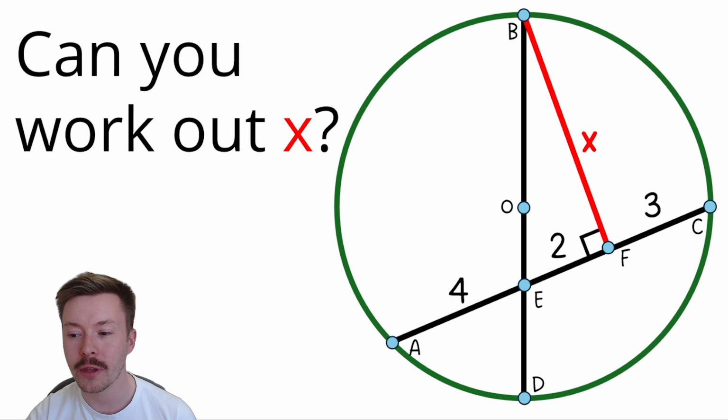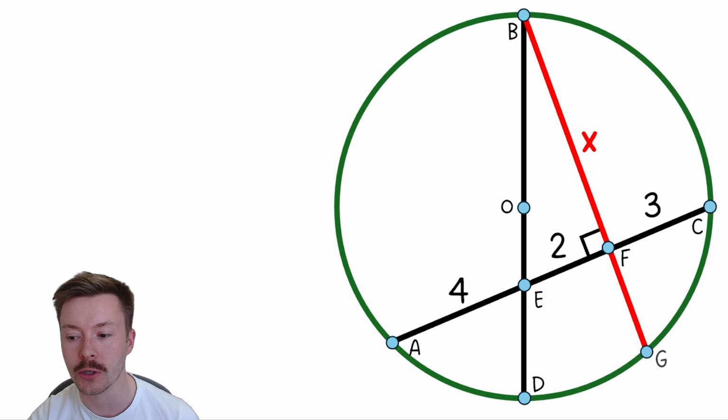Okay, so the first thing that I wanted to do with this problem is to take the line B to F and extend it, as you can see. That makes the point G on the circumference of the circle. I then introduced a new chord, D to G.